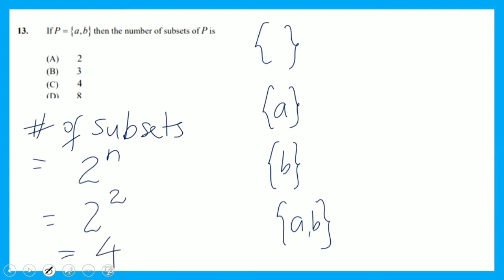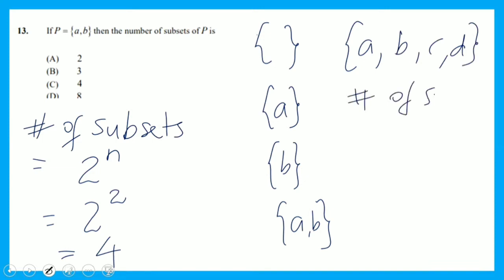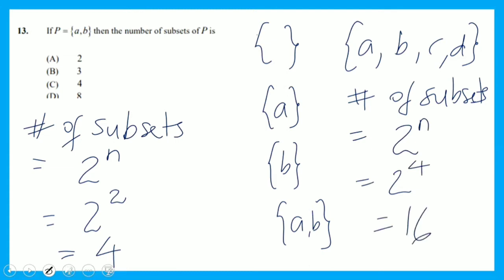So you can tell then that if there was a set with, let's say, 4 items in it, we could find the number of subsets by doing 2 raised to the power of the number of elements that are in the set. So 2 raised to the power of 4, which would give us 16, and so on. So if there are 10 elements in the set, it's 2 raised to the power of 10, and you shall be fine.